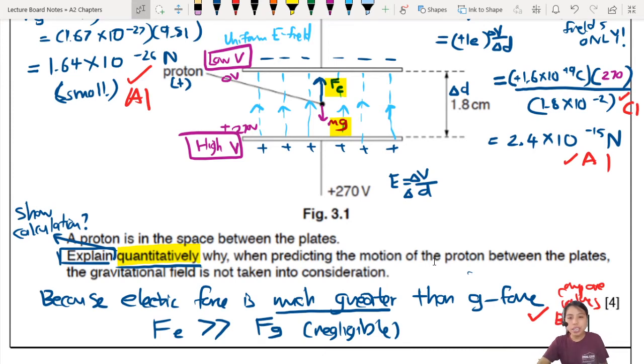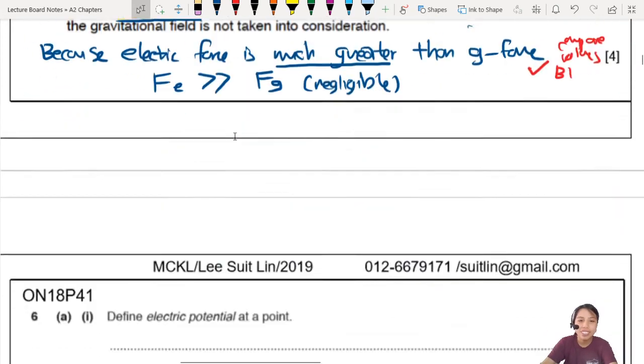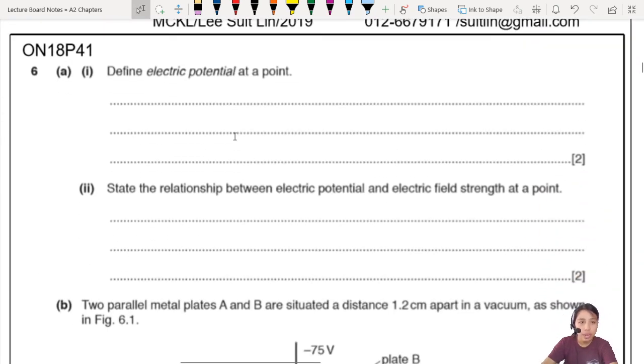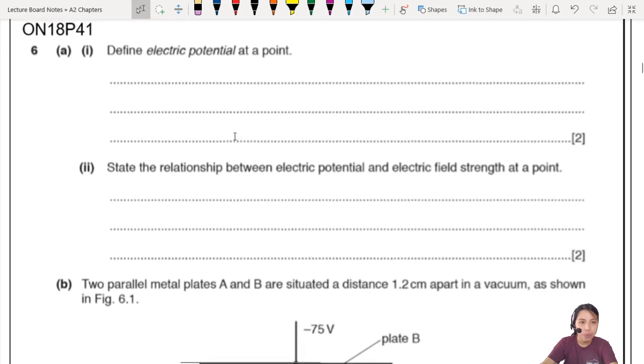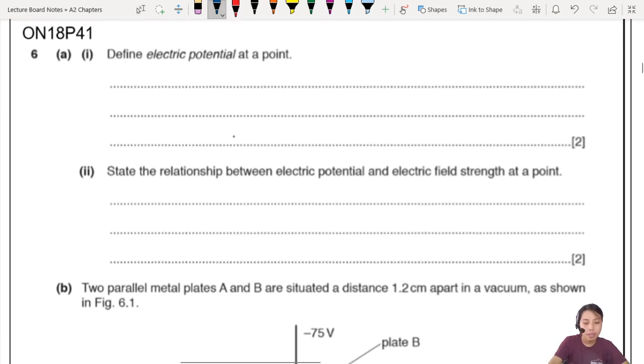Now let's move on to the next one, where we will zoom in a little more on this idea of E equals V over D. Where did that come from, and how do we apply it and get ready for point charges where the field is radial? The next one we're going to look at is ON14 P41. This is page 26.